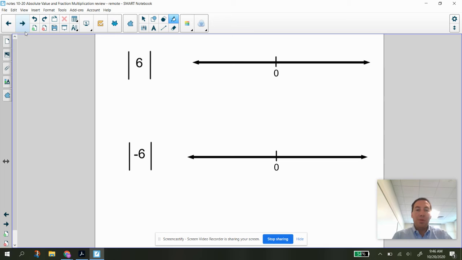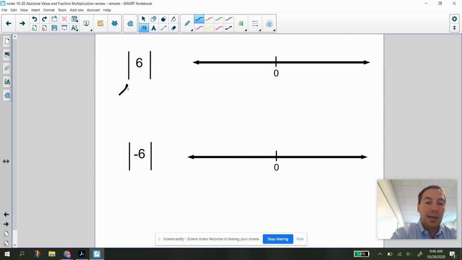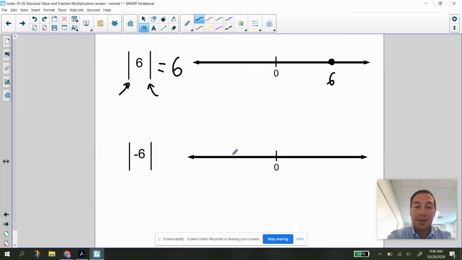So if you think of the absolute value of 6 in these little lines here, that is how you tell the world that you're trying to do absolute value. If you think of 6 on a number line, how far is 6 from 0? Well, the absolute value of 6 is 6. Now, distance always has to be positive. So if you think of how far is negative 6 from 0, well, that's also 6.